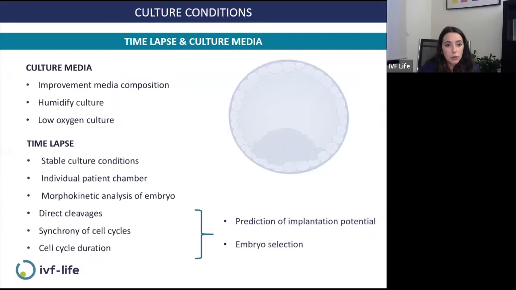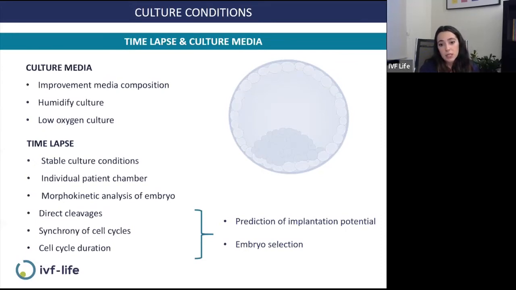Talking about culture conditions is important because they have changed a little bit in the last years, and that's what has allowed us to do culture until day 5 and 6 of development. The improvements in the composition of the culture media, along with the appearance of incubators that work with humidified, low oxygen conditions, meant a better scenario for the embryos to culture until day 5 and 6. The media now lasts longer, which avoids the disruption of the embryos during their culture days.